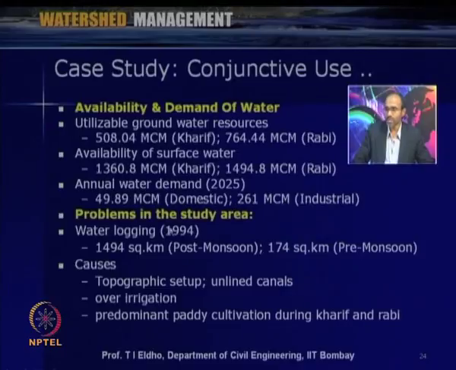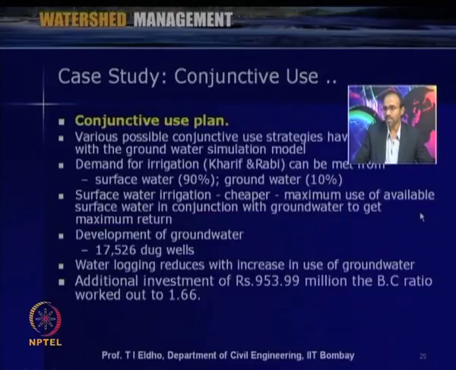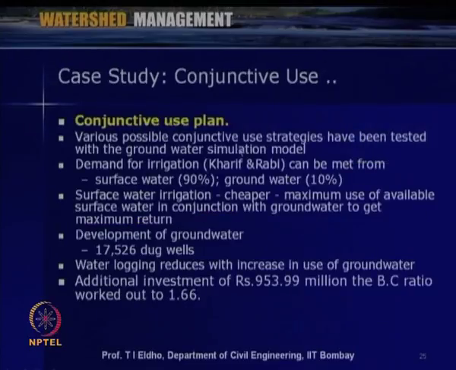Some of the problems in this study area is waterlogging. As per 1994 statistics, about 1,400 to 1,500 square kilometers of waterlogging was reported post-monsoon, and 174 square kilometers pre-monsoon. Some of the causes include the topography, with less slope in the area, unlined canal systems, over-irrigation, and predominantly paddy cultivation. These are some of the causes of the problems in this area, like waterlogging and salinization.